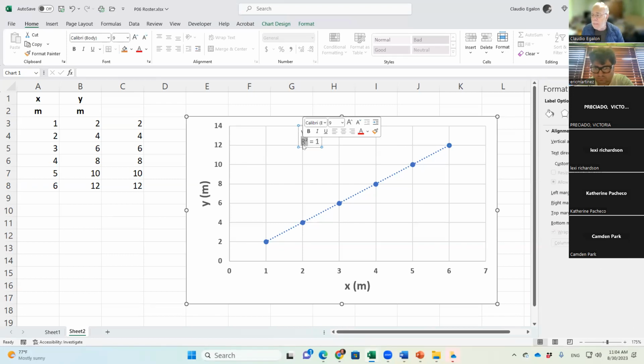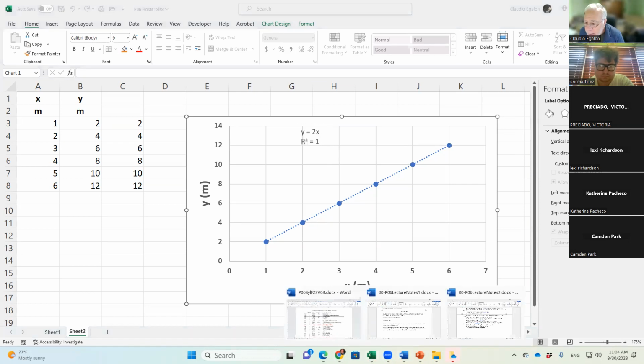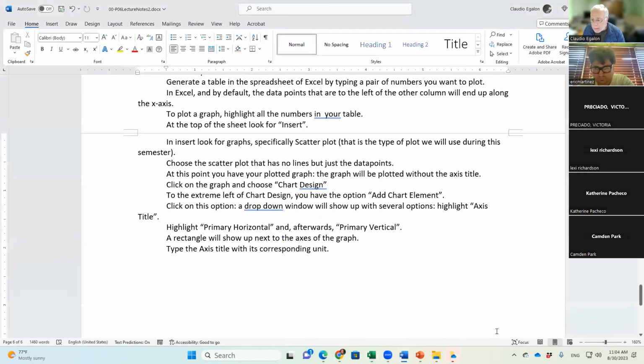The R-square value has a name. It's an important statistical function, okay? And I'm going to explain that soon. Any questions about that? This procedure is on the syllabus, okay?